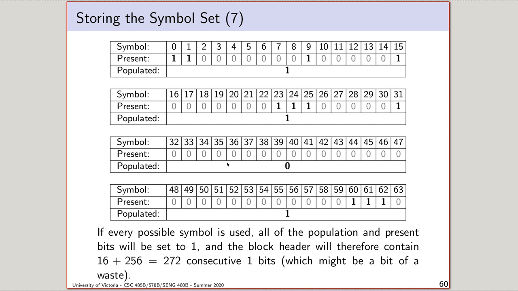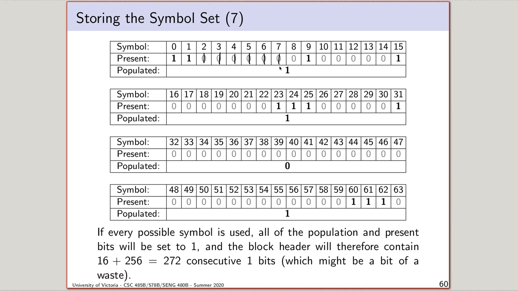The other thing that's interesting is if, as I would expect to be the case in a pretty large binary file or something, every possible symbol is present, then this scheme just wastes space. If every symbol is present, then every single entry of every single row is a one. So I end up storing 16 population bits plus 256 of these present bits. I have to store all of them, and they're all just one bits.